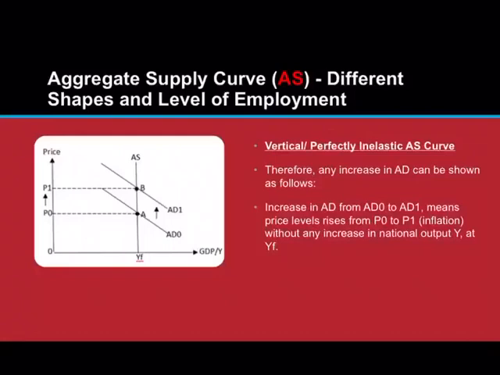So what is happening? The demand is greater, but the supply is constant. So the price increases from P0 to P1. This is the long run phenomenon of the AS. Therefore, an increase in AD can be shown as follows. An increase in AD from AD0 to AD1 means the price level rises from P0 to P1, causing inflation. This is an example of inflation happening.